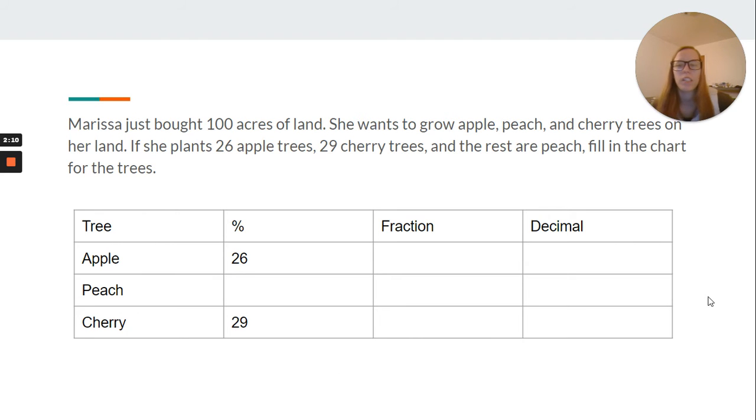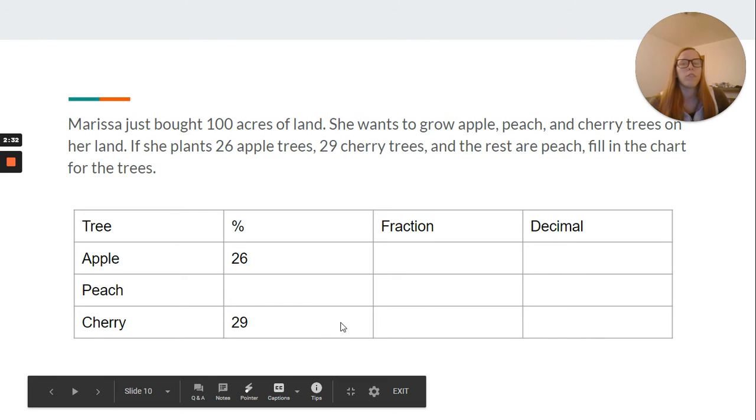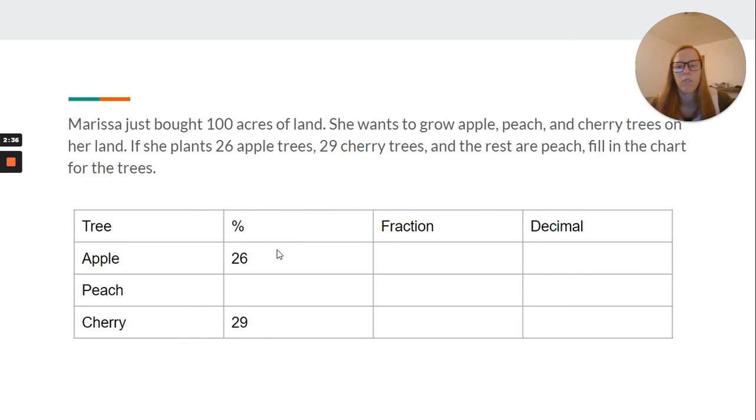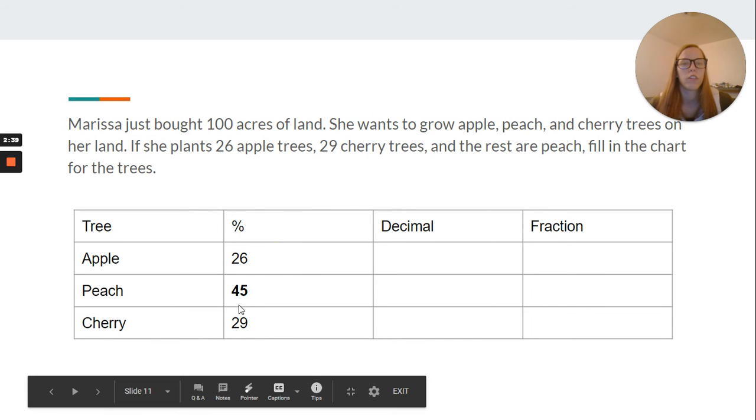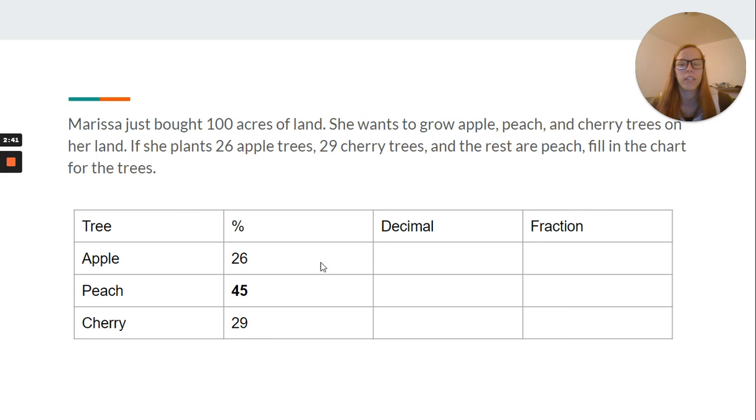Next, Marissa bought 100 acres of land. She wants to grow apple, peach, and cherry trees on her land. If she plants 26 apple trees, 29 cherry trees, and the rest are peach, fill in the chart for the trees. So again, we're filling in the chart. So 26 out of 100 is going to be 26%, 29 out of 100 is 29%. So add those two together and we get 55. So 45% of those trees are going to be peach trees.